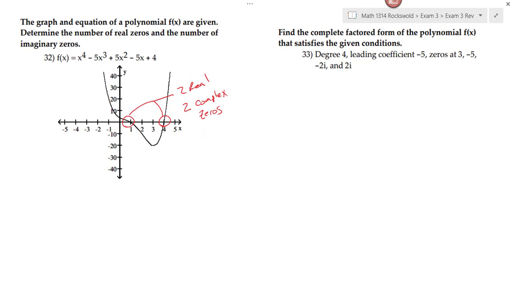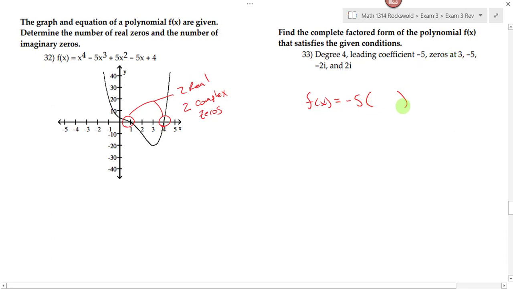On 33, we're asked to find the complete factored form of the polynomial that satisfies the given conditions. So I have a polynomial that's degree 4, so I need a total of 4 factors. The leading coefficient is -5, and I have a 0 at 3, so how would I write that factor when I have a 0 at 3? If my 0 is at 3, what would this factor be? X minus 3.